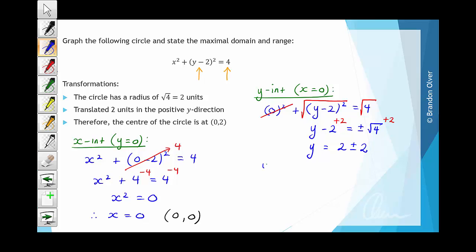The first option is y equals 2 minus 2, which gives 0. The second option is y equals 2 plus 2, which equals 4. From this, we get the two coordinate points: x is 0, y is 0, and x is 0, y is 4. These are all the x and y intercepts for the graph. So all we need to do is go ahead and sketch it.